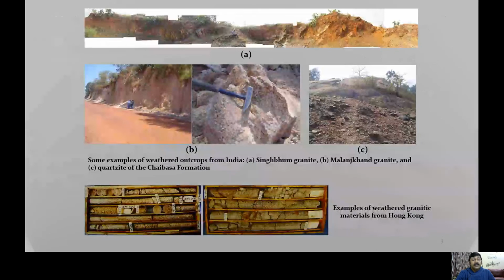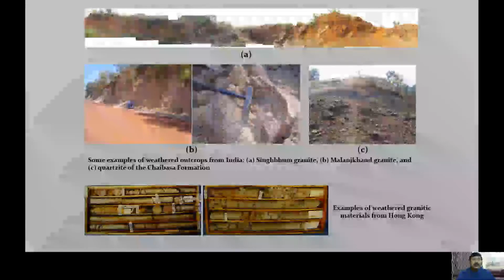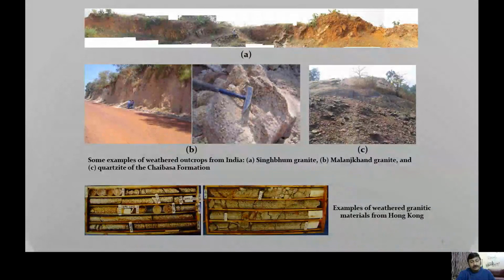So here are some examples of weathering profiles from India. For example, we can see here a good outcrop of Singhbhum granite, Malanjkhand granite, and quartzite from the Chaibasa formation. We also have here some weathered granitic materials which are from Hong Kong. So this is just to show you how the weathered rock materials look in the field, and also when the drill cores are retrieved.